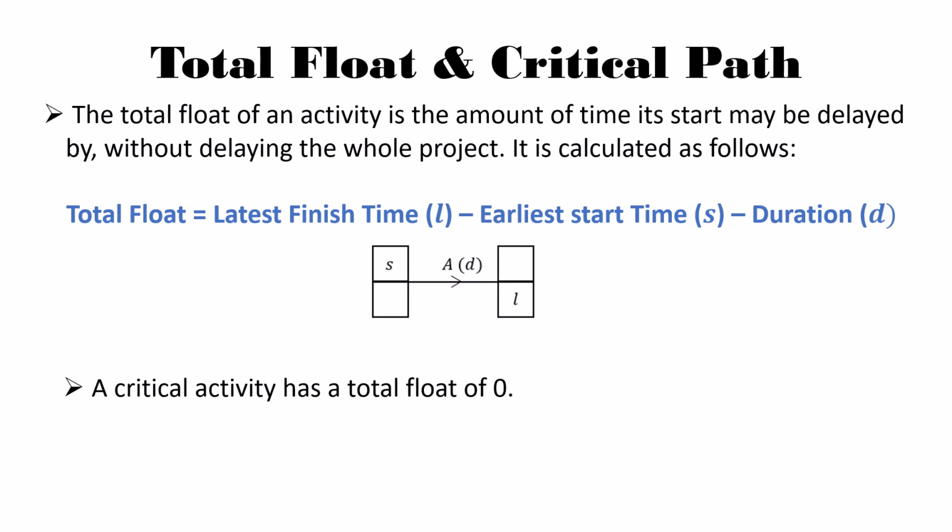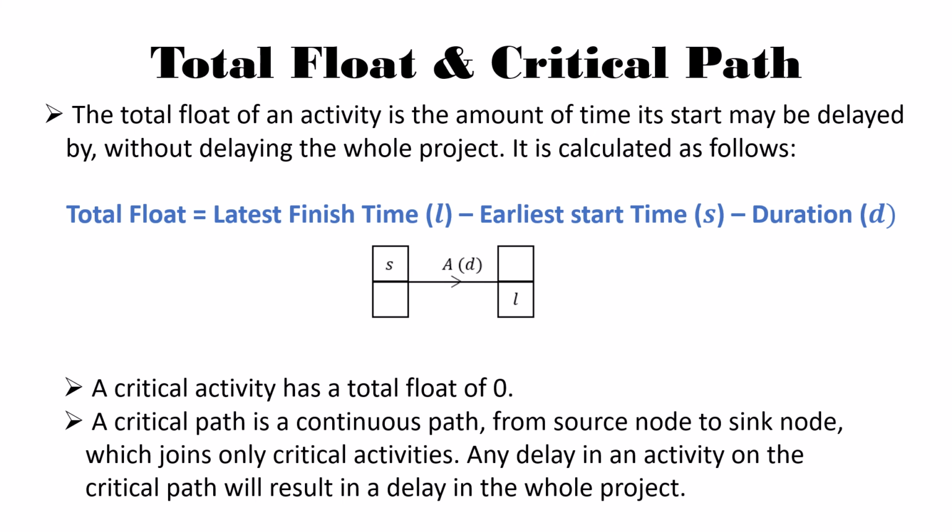We'll talk a little bit more about these as we go through our actual questions. It's easier to see and for me to point out the things that you really should be taking care of, the things that students often get wrong in exams. So a critical activity has a total float of 0.